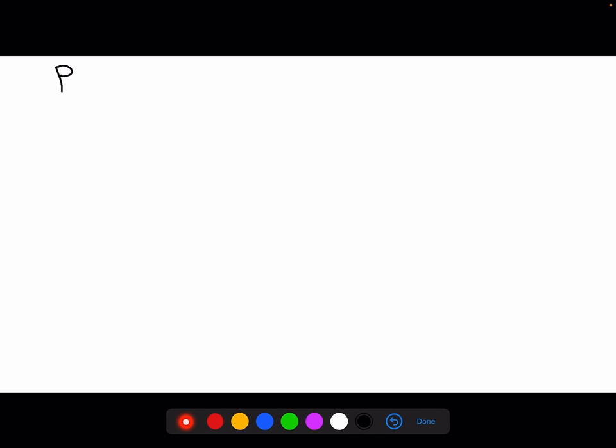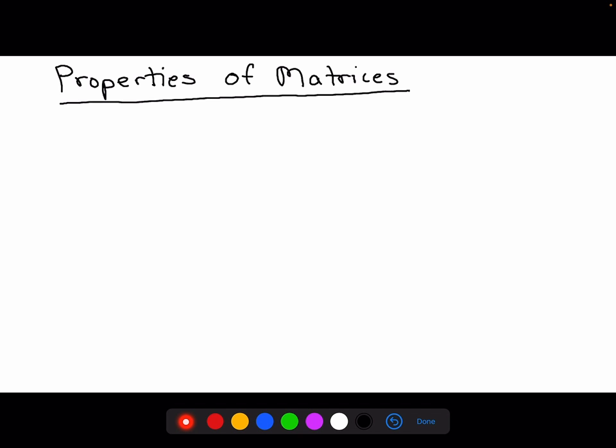So, in continuation of our work on matrices, today we're going to go over some properties of matrices. So quite a few definitions, and then you're going to see how we can do certain operations with them, and when we can't do certain operations with them. So we're going to learn all about that today.